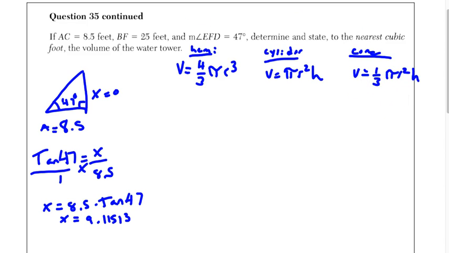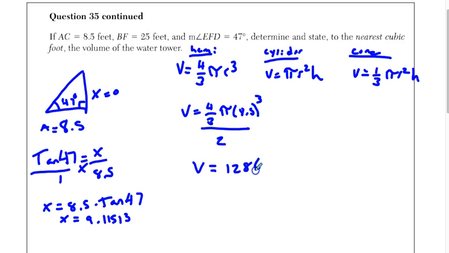Let's plug in our numbers. For our first one, volume is equal to 4/3 pi, and our radius is 8.5 to the third power. Remember, we're going to divide that by 2. What we get here is 1286.22039. So that's our first volume, of the hemisphere. Then if we do the cylinder, we have pi, the radius is once again 8.5, and we multiply that by the height, which was 25.